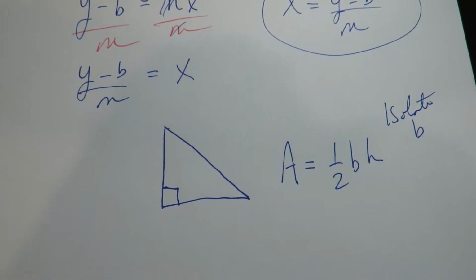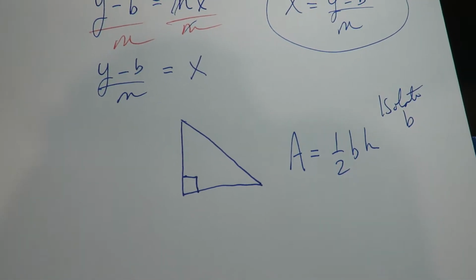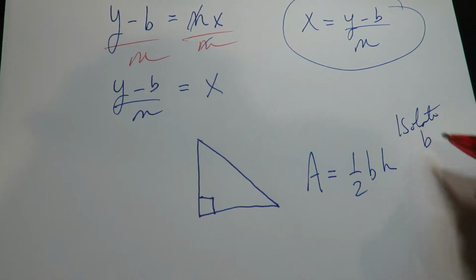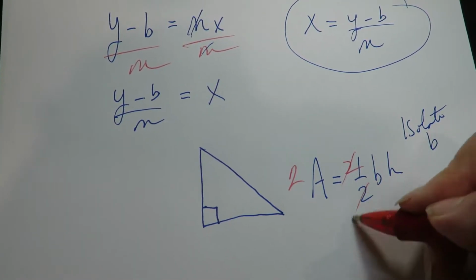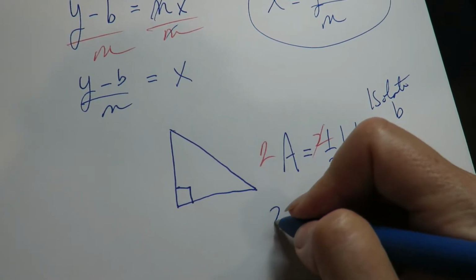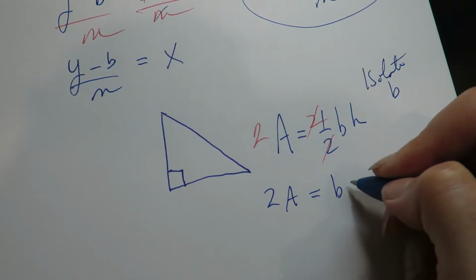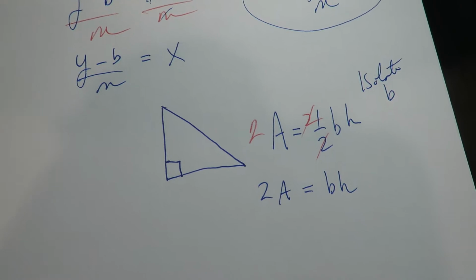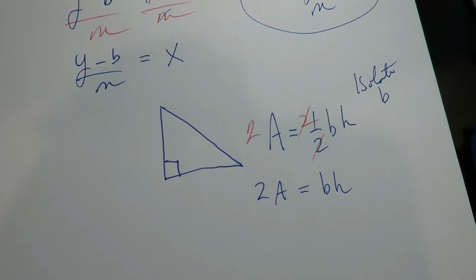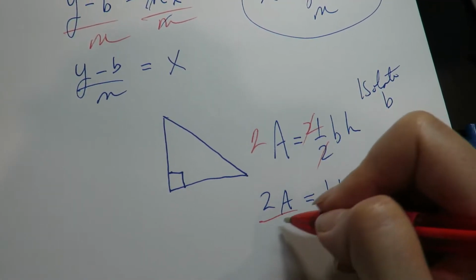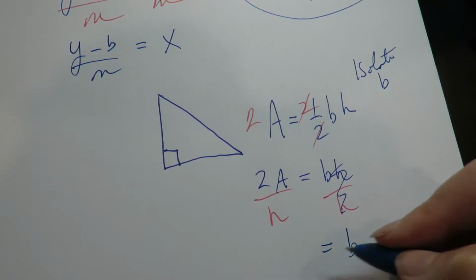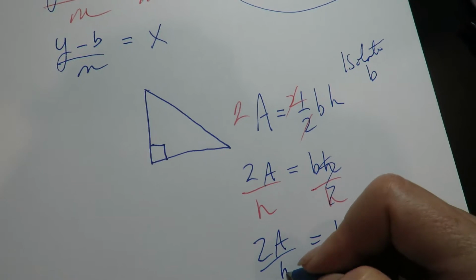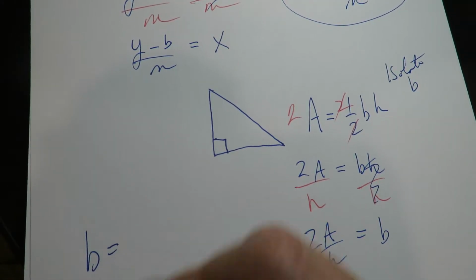You could do this in one step, but I'm just going to do it in two steps for people who don't like fractions. So the first thing we could do is multiply both sides by 2, and that gets rid of the 2 over here. And then the next step, I would divide off the h. Okay, but I'll put the b on the left side.